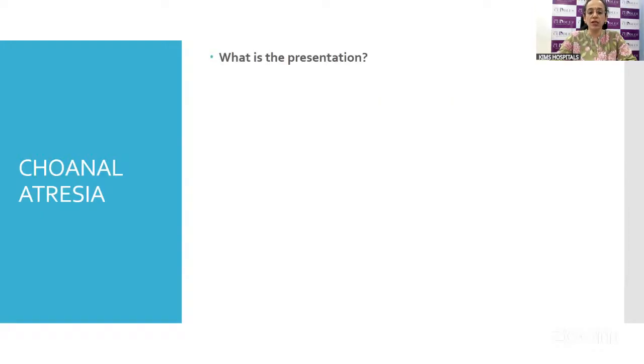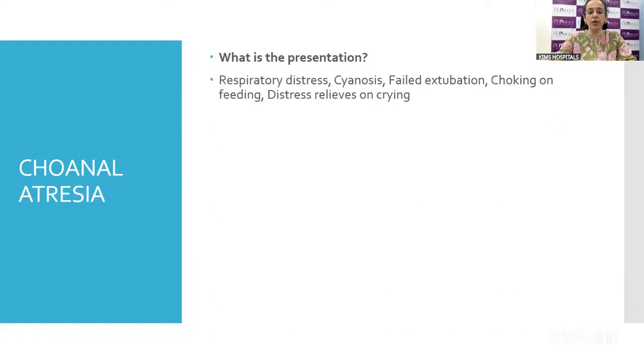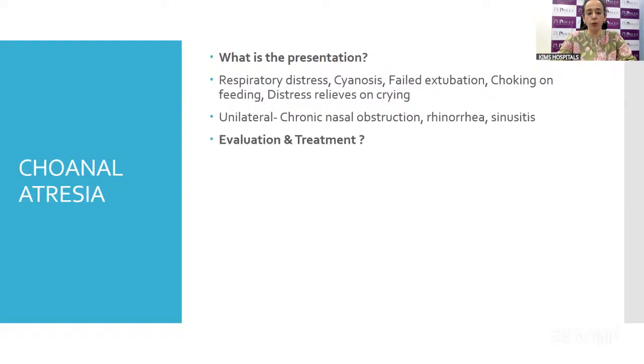So what will be the presentation in these babies? If it is a unilateral choanal atresia, the presentation might be delayed as well. But in bilateral choanal atresia, usually the babies present a little early with respiratory distress, cyanosis, failed extubation, choking on feeding, and distress which relieves on crying. These are the common symptoms which we see in choanal atresia. Unilateral atresia presents with chronic nasal obstruction, rhinorrhea, and sinusitis. So this we can suspect in the slightly bigger babies who visit our OPDs.